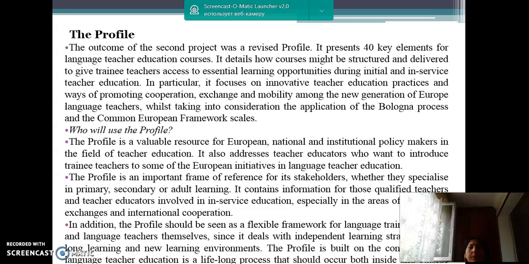It contains information for those qualified teachers and teacher educators involved in in-service education, especially in the areas of mentoring, exchanging, and international cooperation. In addition, the profile should be seen as a flexible framework for language teacher trainers and language teachers themselves, since it deals with independent learning strategies, lifelong learning, and new learning environments. The profile is built on the conviction that language teacher education is a lifelong process that should occur both inside and outside of teaching and learning contexts.